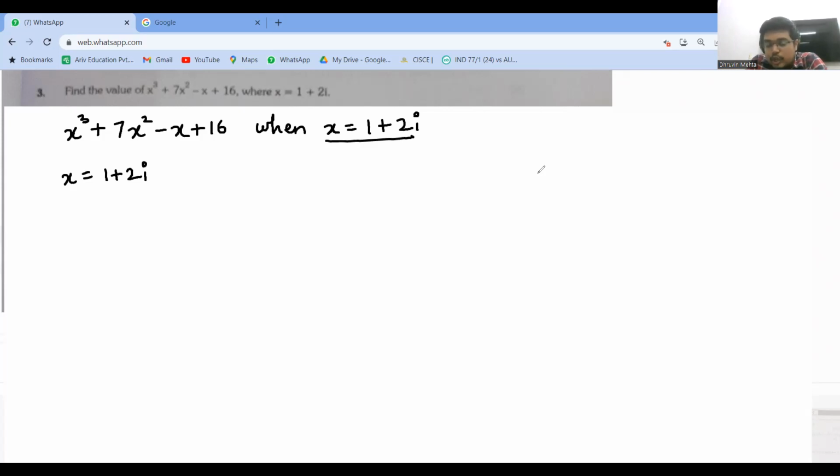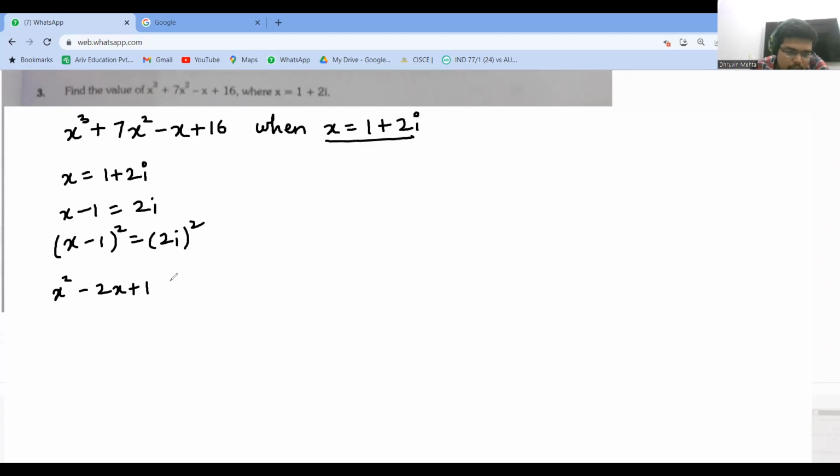But the challenge is you cannot square at this step, because if we square at this step, on the right the a plus b the whole square will come, and in between the 2ab term will come, which will be 4i. That doesn't help. So take 1 to the left. Exactly, we'll take 1 on the left. Now square both sides. So this is x square minus 2x plus 1 equal to 4i square. Now 4i square is minus 4. Take minus 4 to the left, so this will be x square minus 2x plus 5. Check this. Are you following this?